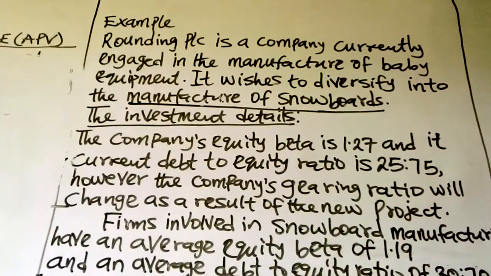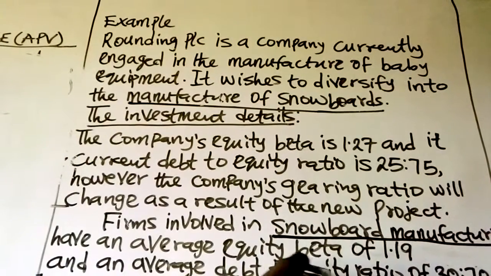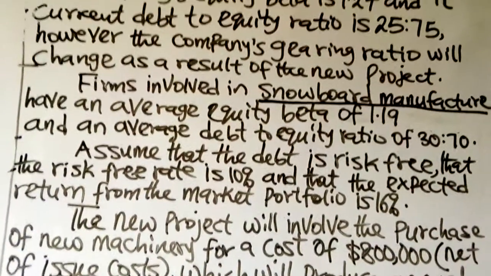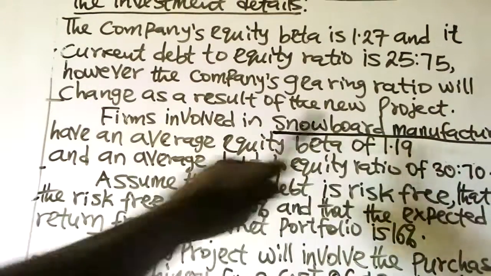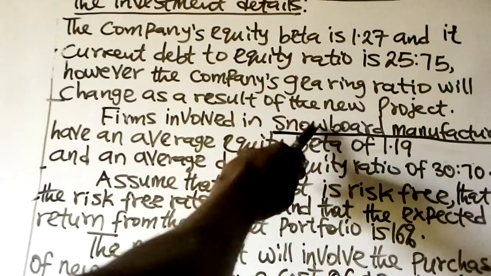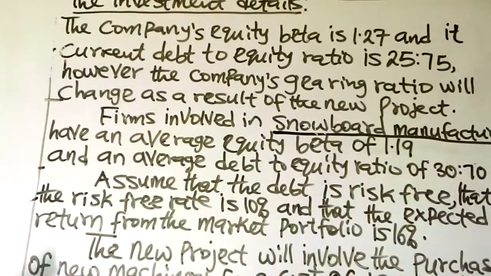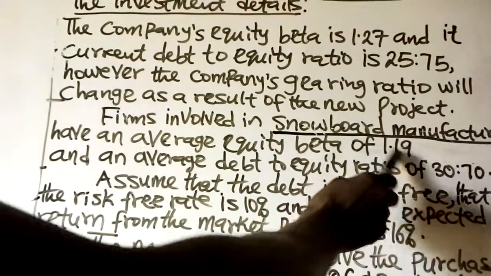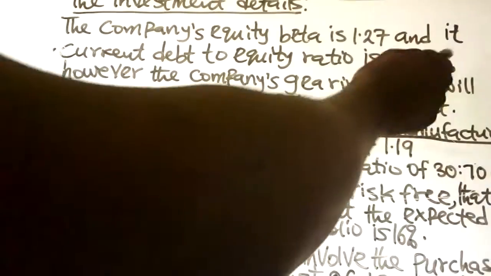So firms involved in snowboard manufacture have an average equity beta of this, and an average debt to equity ratio of 30 to 70. That information is only needed for the asset beta. I've told you that the asset beta you will need is the asset beta of the company engaging in the manufacture of snowboards. So we are going to ungear this equity beta. You are given the equity beta of 1.19, so you will need to ungear it to obtain the asset beta.